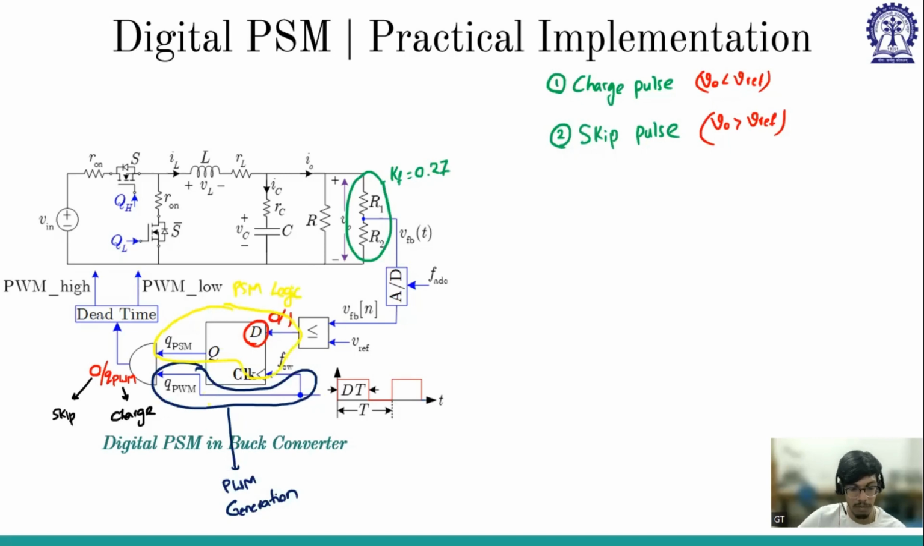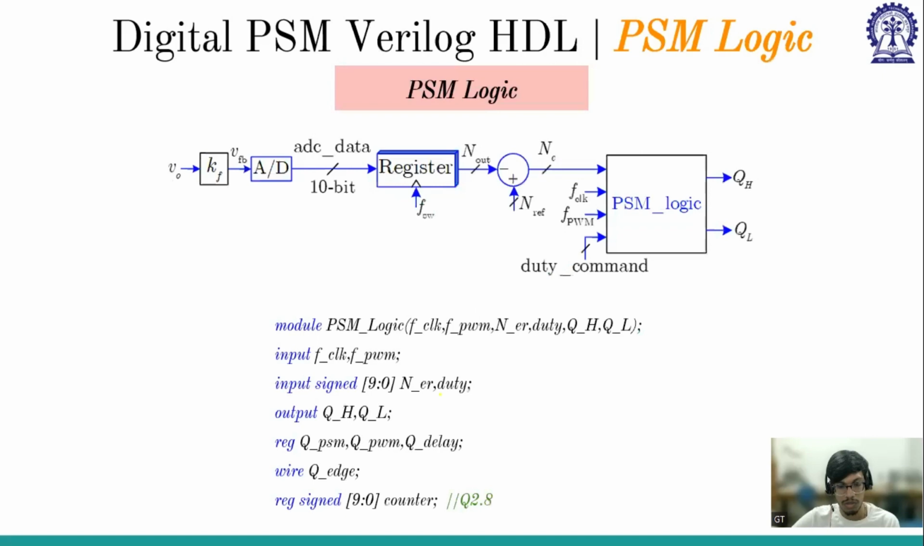PWM generation means it will generate a fixed duty ratio pulse. PSM generation means it will give the output either 0 or 1 depending upon whether V naught is greater than V reference or less than V reference. So let me quickly go through the code. PSM logic, as we have discussed, initially it will have the declaration of inputs, outputs, wire and register. How many inputs does it have? F clock and FPWM are the inputs. NRR is also an input. Duty and QHQL are the outputs.